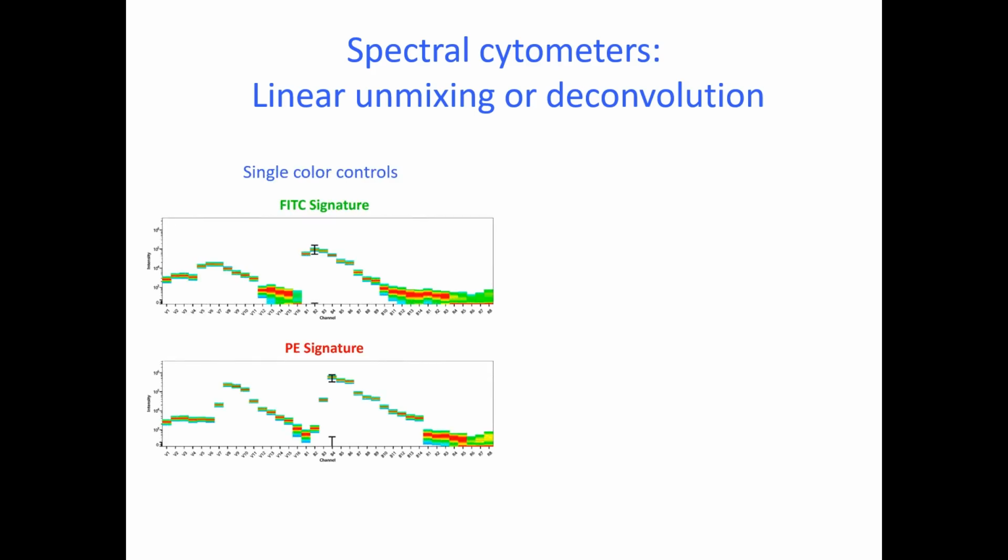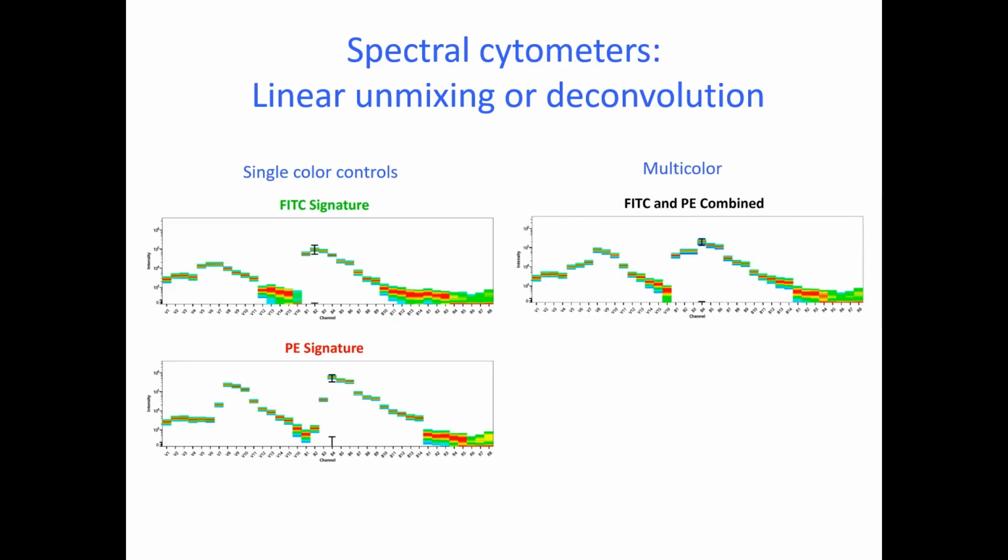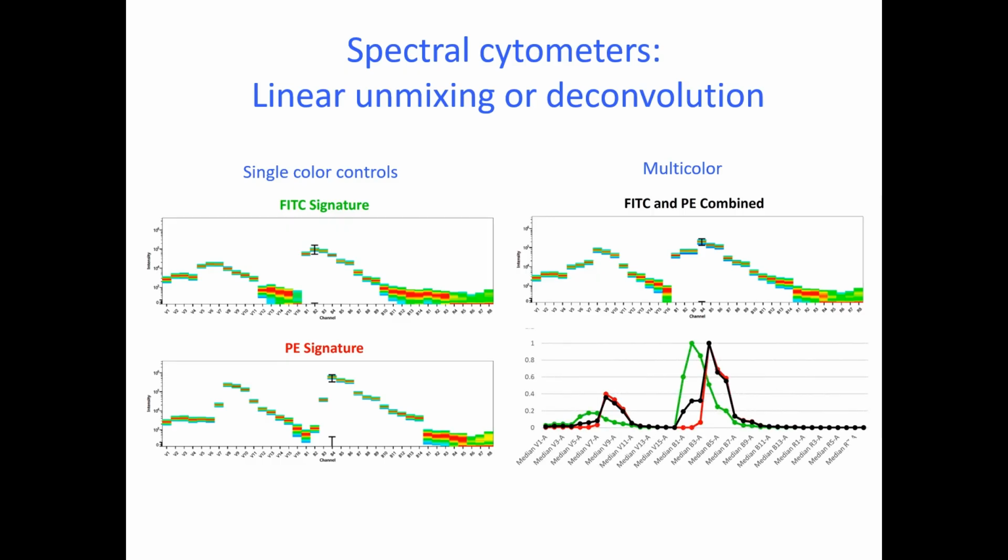Spectral cytometers use linear unmixing or deconvolution. The single color controls are run and the signatures saved. Here is the multicolor, in which the cells are stained with both FITC and PE. And here you can see the curves for the double stain sample with both FITC and PE, the FITC and the PE single colors. The unmixing algorithm uses the single color signatures to determine what proportion of each fluorochrome best fits the emission curve of the multicolor samples.